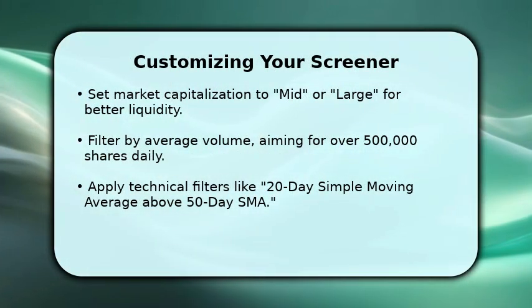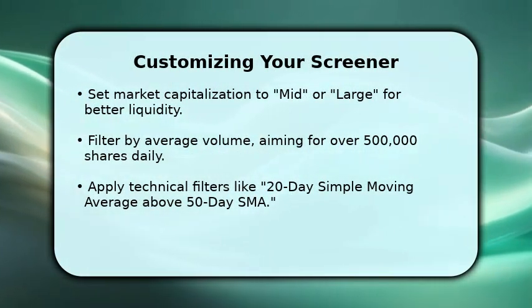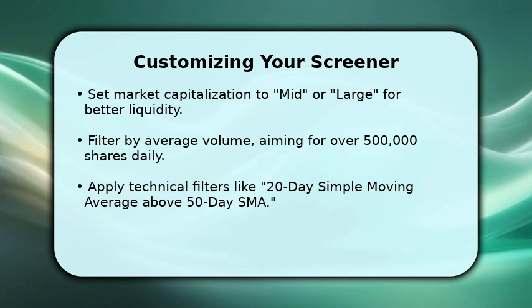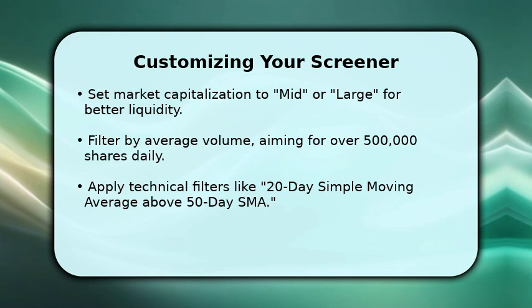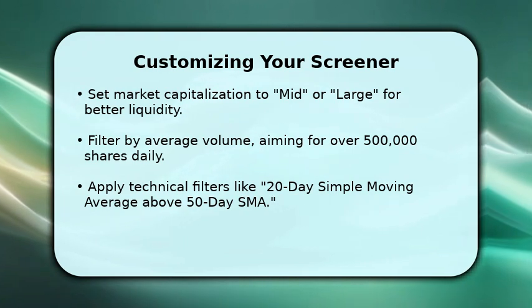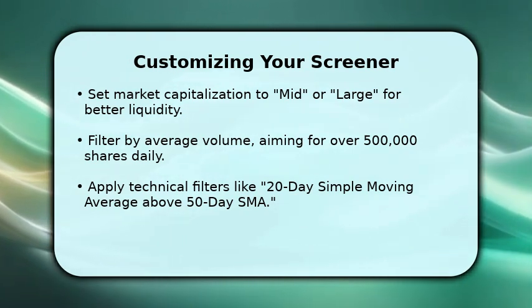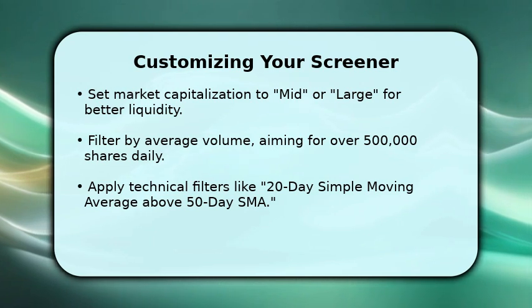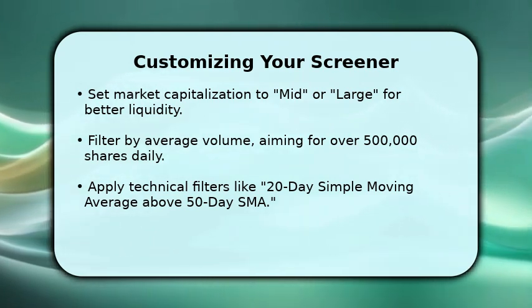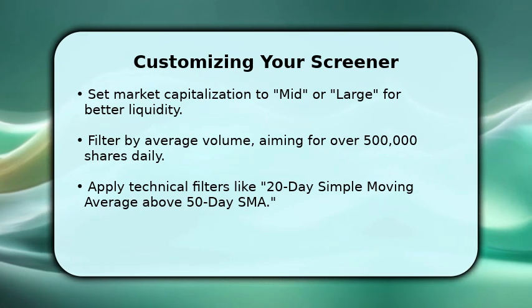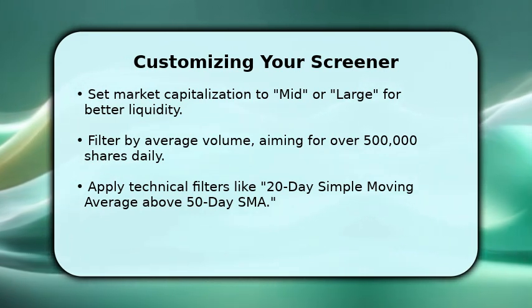To begin customizing your screener, select all from the drop-down menus to see all available filters. For swing trading, I recommend setting the market capitalization to mid or large to ensure sufficient liquidity. Next, filter by average volume, looking for stocks trading over 500,000 shares daily. This helps ensure you can enter and exit positions easily.